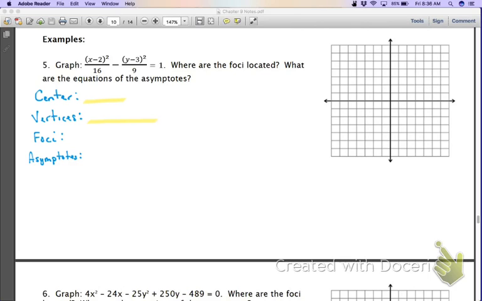So from here, if it's x minus 2 on top and y minus 3 on the bottom, which is not going to change from what we did the past two times with a circle or with an ellipse, where's my center going to be if it's x minus 2 and y minus 3? 2, 3. So again, just like we did with an ellipse, I would go ahead and graph that point. There's my center.